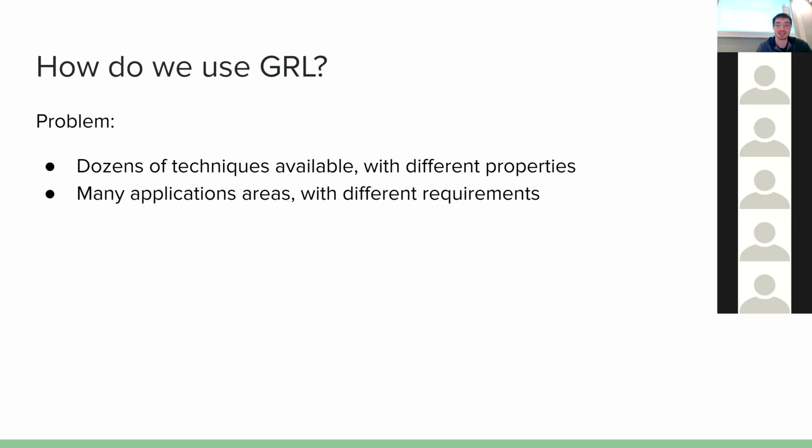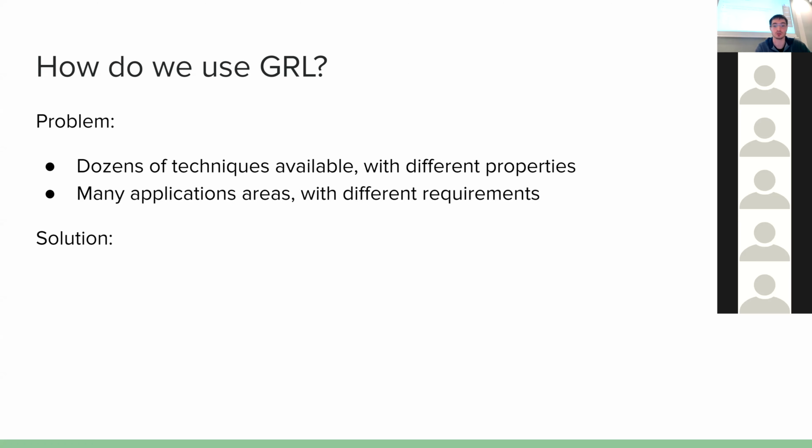So we have many application areas where we might want to apply graph representational learning. We might be dealing with social graphs, or we might be dealing with communication networks. In different graphs, we have different kinds of information, and we have different requirements regarding what we want to do with these graphs. So we can't just pick any technique and apply it randomly. So what is the solution to this?